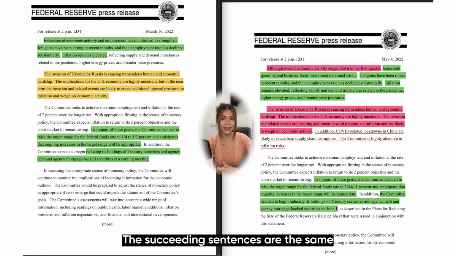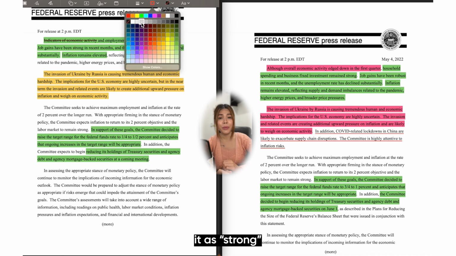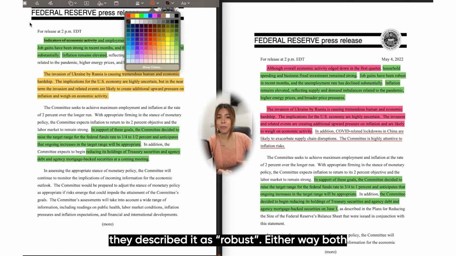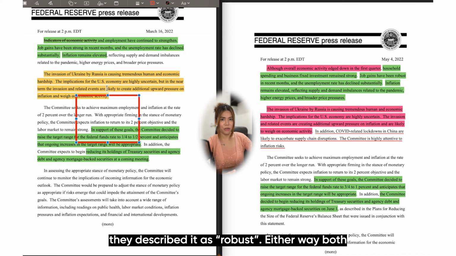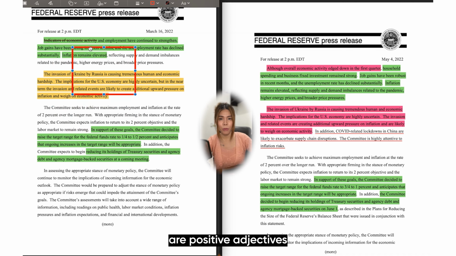The succeeding sentences are the same, but the description for the job gains has changed. On March 16, they described it as strong, and then on May 4th, they described it as robust. Either way, both are positive adjectives, so we don't have any issues on this.